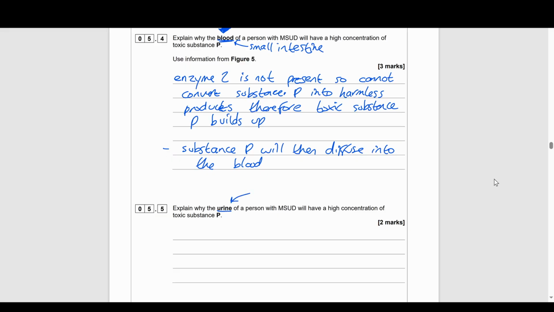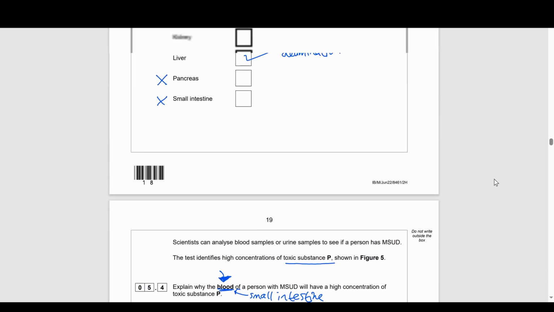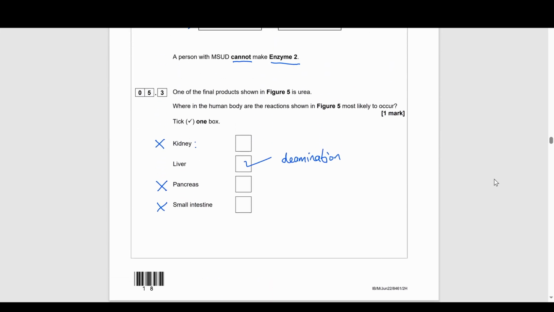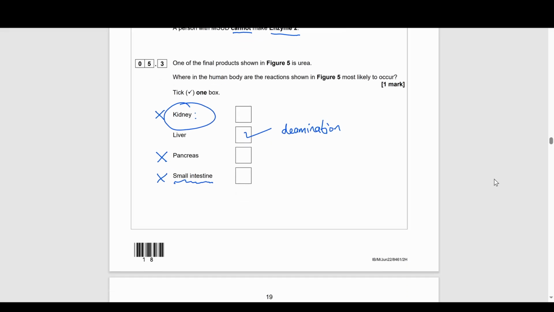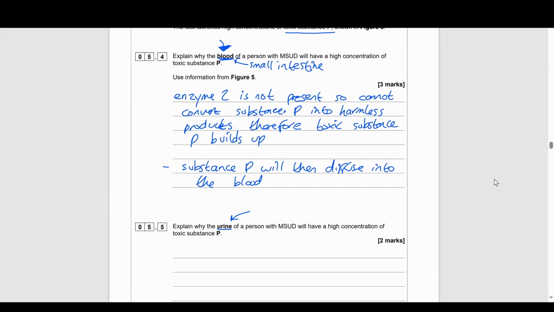Now remember in 5.3, we were breaking down the roles of some of these organs. So again, you can see that they've done this on purpose. We've spoken about the small intestine today in this question, and the fact that diffusion occurs there. We know that the correct answer here is liver. So the other organ that's linked to urine is the kidney, because this is where the urine is produced. So we have to be referring to the kidney in this answer.